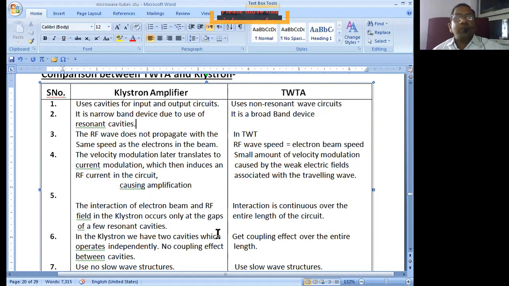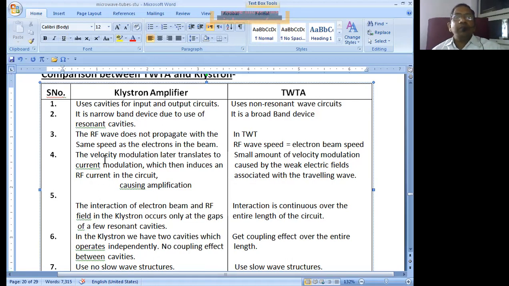In the klystron amplifier, the RF wave does not propagate with the same speed as the electrons in the beam. The electrons coming from the cathode and the electrons affected by the RF wave do not propagate with the same velocity. Whereas in the case of the TWT, the RF speed should be equal to the electron beam speed. This is a very important point.